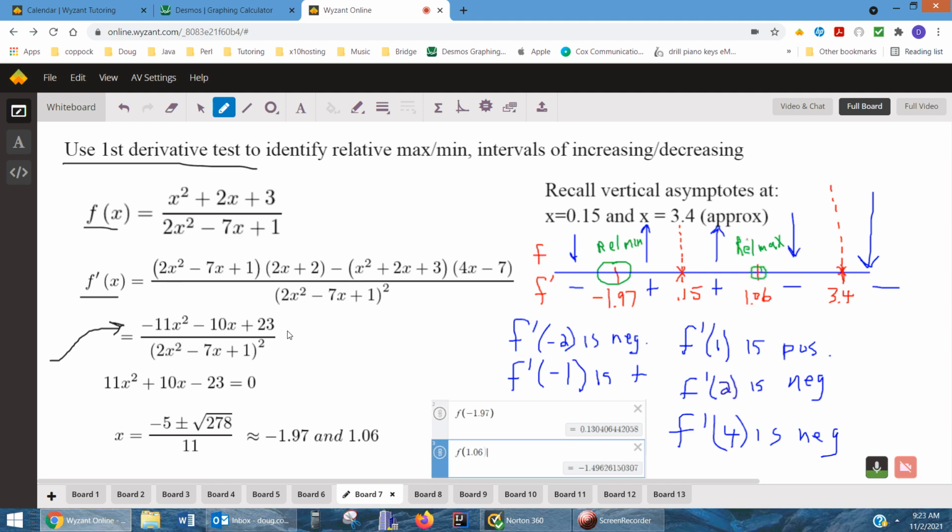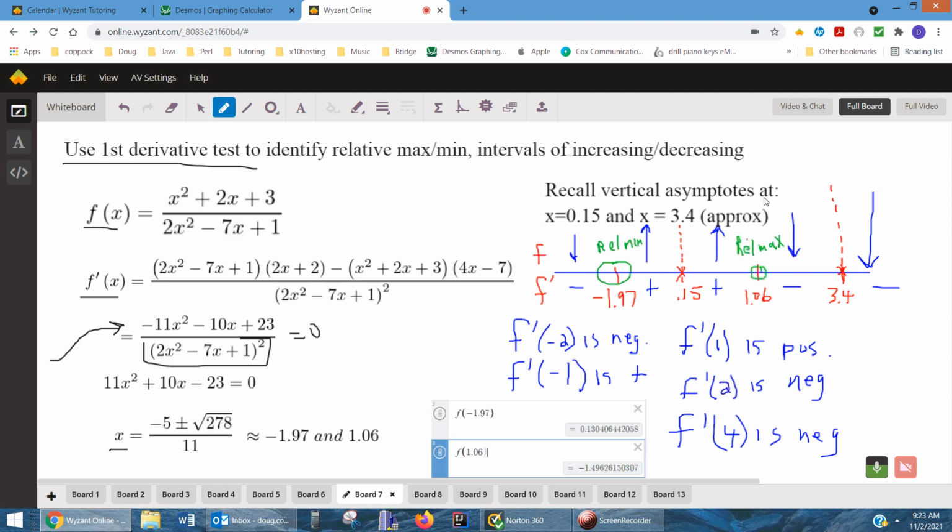We want to find critical numbers, which occur when the first derivative is equal to 0 or undefined. And this will equal 0 when the numerator is equal to 0. In other words, if you put an equal 0 out here and multiplied both sides by this denominator, then you'd get this, although I multiplied through by -1 to change the signs. Use the quadratic formula. There are the points where the first derivative is equal to 0: -1.97 and 1.06.